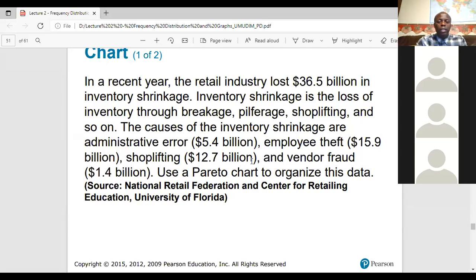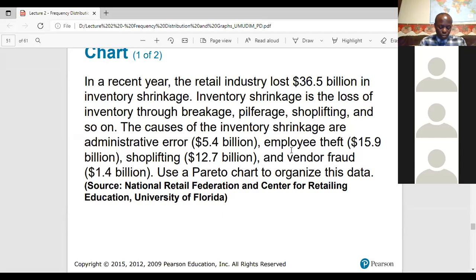Okay. Next, actually the largest is the employee theft, which is 15.9 billion. So employee theft, 15.9 billion. Then followed by shoplifting. Then next one is the administrative error. So admin error is 5.4 billion. Then we have vendor fraud.